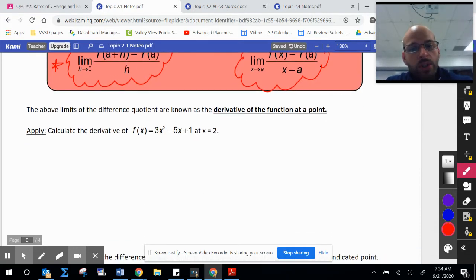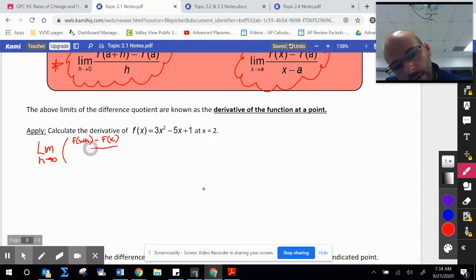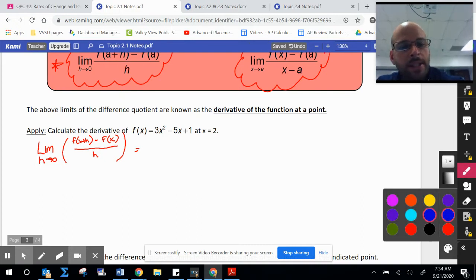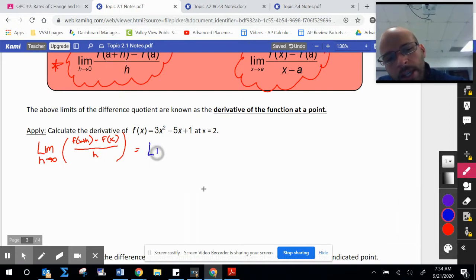So here's how it works. I'm going to start with my formula so you can see it. The limit as h goes to 0 of f of x plus h minus f of x, all over h. I'm going to try to be as neat with this as possible. These tend to get a little long and messy. So, the limit as h approaches 0.